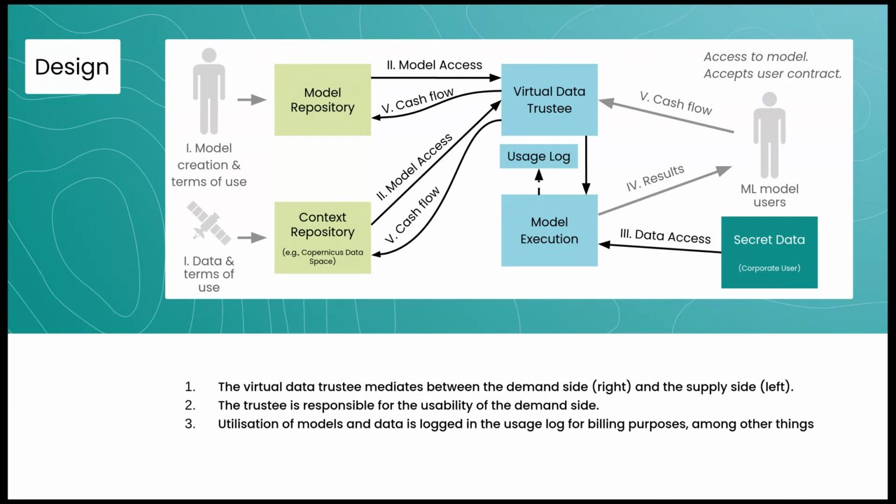The virtual data trustee in the middle plays an important part as an orchestrator. They basically mediate between the models coming from the research realm and the industry partner, and log all the usage of the model access they do in a usage log. This provides incentives for having a fair and accountable data access for the data providers on the left side, and also a reproducible and billable data access on the right side.